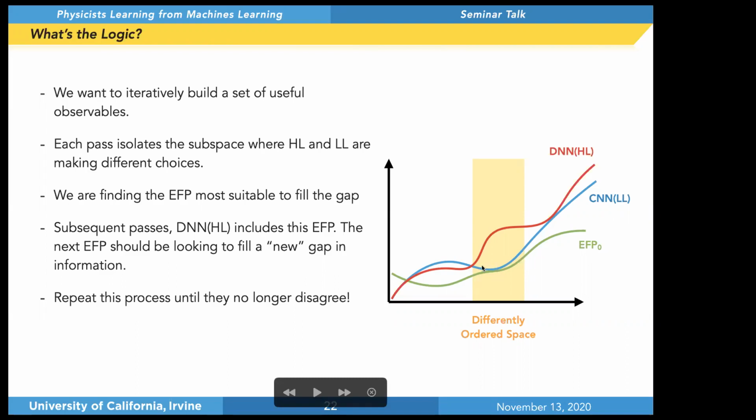And so when you give the high level neural network that EFP, that neural network can reach for that EFP in this differently ordered subspace to compensate for the fact that the other high level observables do a poor job of giving information in that space. And then these curves would all end up changing when you've included that EFP, but then you would just repeat the process and try to find the new differently ordered space.